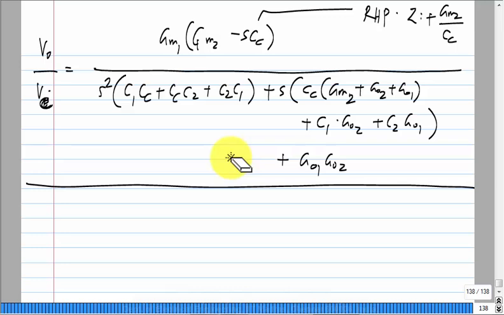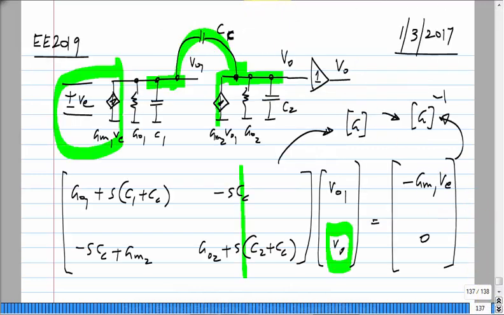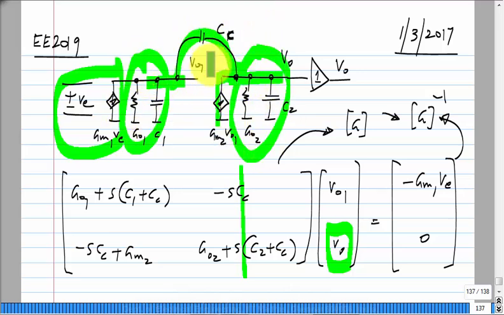Okay, so that's what we get, and the expression also looks reasonable under the basic sanity checks. The DC gain is correct, and with CC equal to zero, you get two independent first order systems, right? You can factorize it into two first order systems, and without CC, you can identify the poles by inspection. Without CC, these two elements form a pole and those two elements form another pole. Okay.